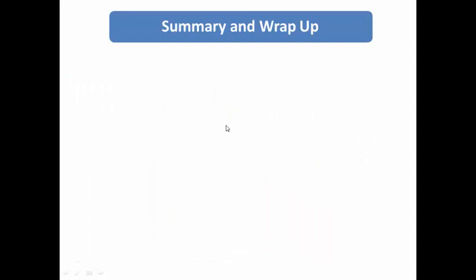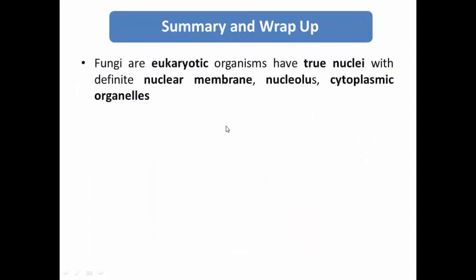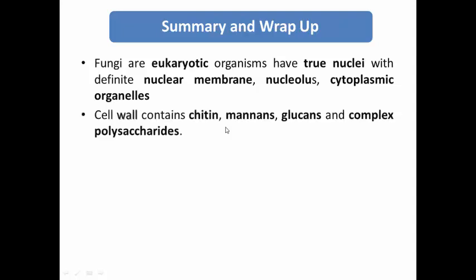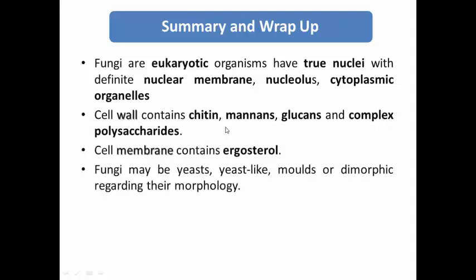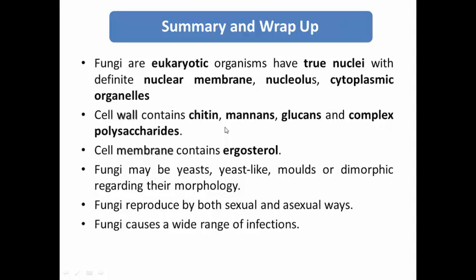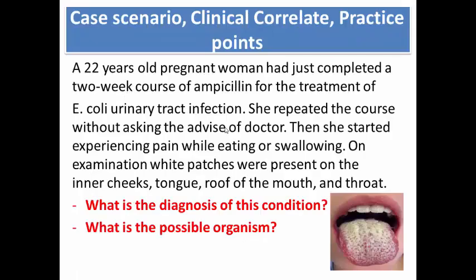Let's summarize our lecture. Fungi are eukaryotic organisms, have true nuclei with definite nuclear membrane, nucleolus, and cytoplasmic organelles. The cell wall contains chitin, mannans, glucans, and complex polysaccharides. The cell membrane contains ergosterol. Fungi may be yeast-like, mold, or dimorphic regarding their morphology. They reproduce both sexually and or asexually. Fungi cause a wide range of infections.